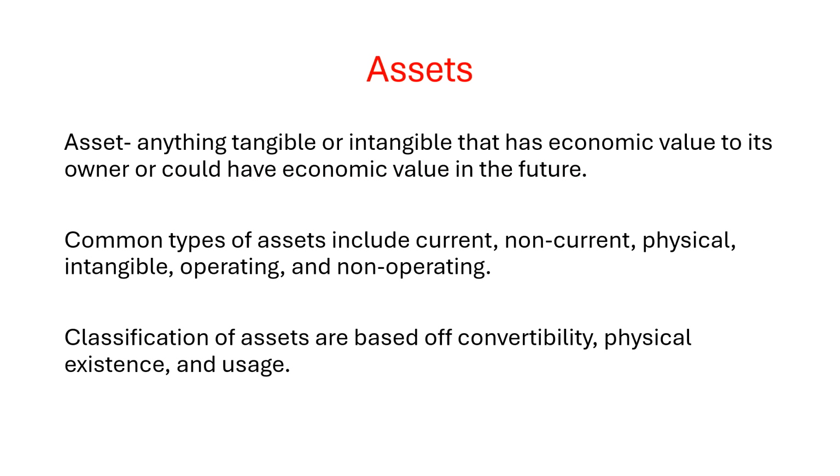Now, from our last video about the basics of accounting, we know that assets are anything tangible or intangible that has economic value to its owner or could have economic value in the future. The common types of assets include current, non-current, physical, intangible, operating, and non-operating. Correctly identifying and classifying these types of assets is critical to the survival of a company, specifically its solvency and associated risk.